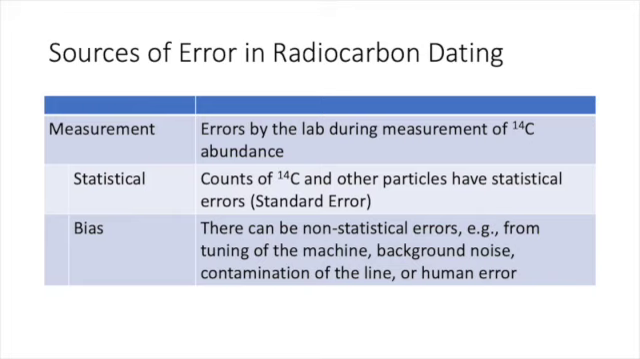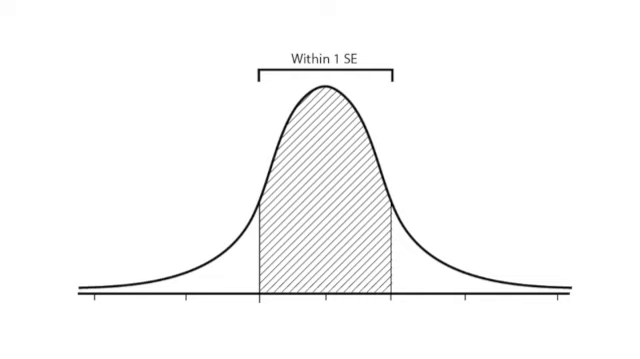Finally, we have measurement errors. An unavoidable source of error is the statistical error that results whenever we count things. The counting of carbon-14 and other atoms is a sampling process, so there's always sampling error. But fortunately, we can model these statistical errors with a Gaussian distribution. This contributes to the uncertainty that we get on radiocarbon dates.